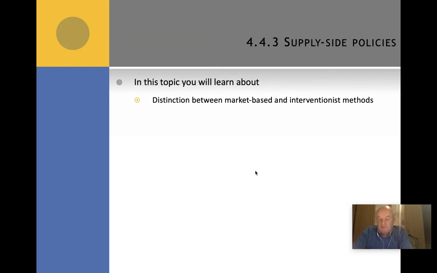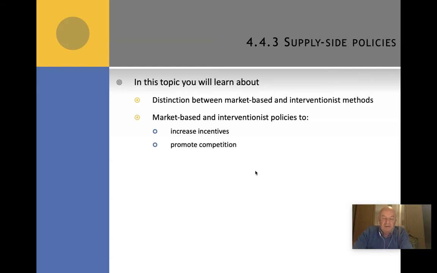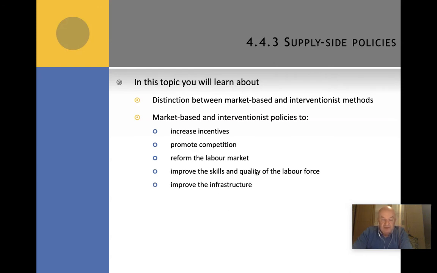Okay, so in some cases, if we're talking about free market and allowing the market to allocate resources in a certain way, that would be considered to be market-based supply-side policies. But there are also interventionist policies. So they are things like government influence and intervention within the economy. So each of those attempt to try to increase incentives to some degree, promote competition, reform the labour market in some cases, improve the skills and quality of the labour force, and improve the infrastructure that an economy has.